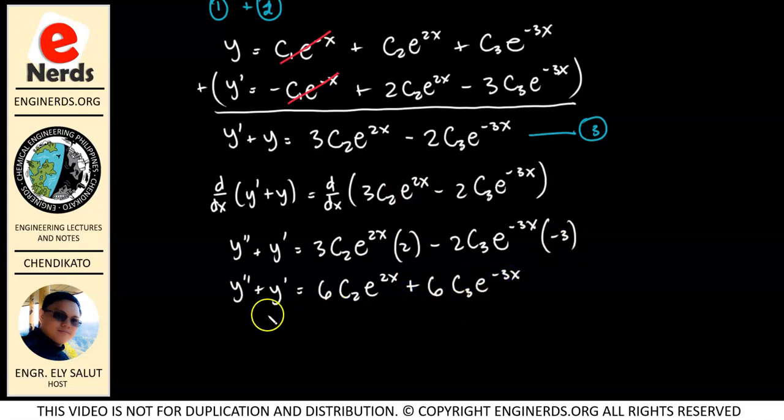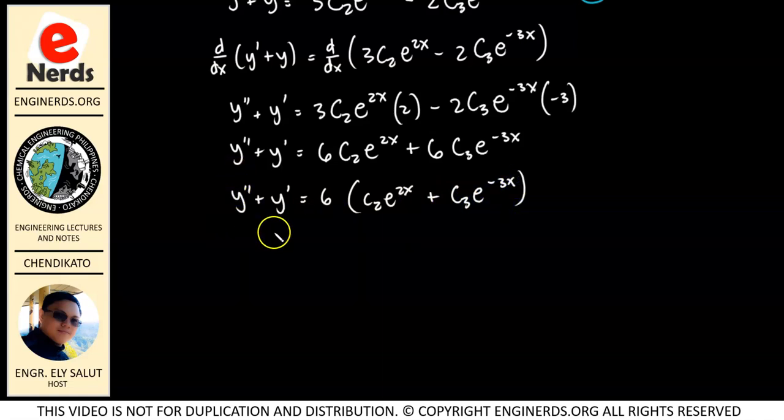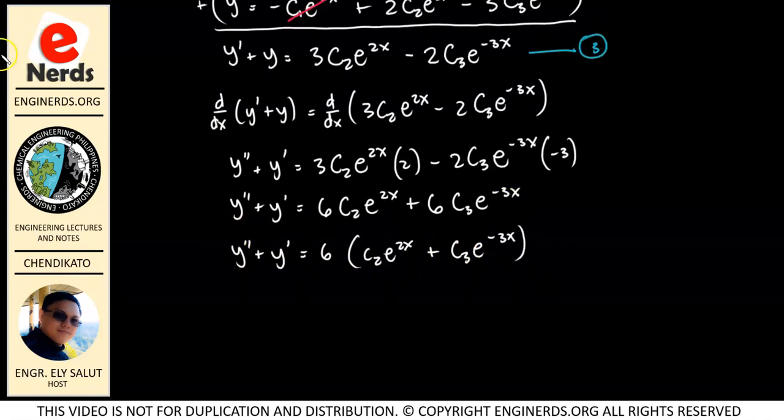Okay, so as you can see in here, we can factor out itong ating constant na 6. So we have y double prime plus y prime is equal to 6 times c2e to the 2x plus c3e to the negative 3x. Alright, so meron na tayong bagong derivative. So para hindi tayo malito, let us name this as equation 4.